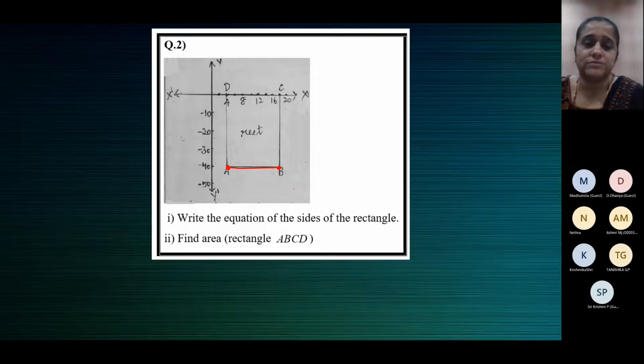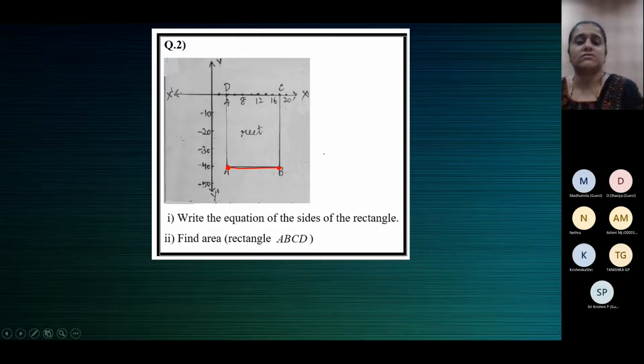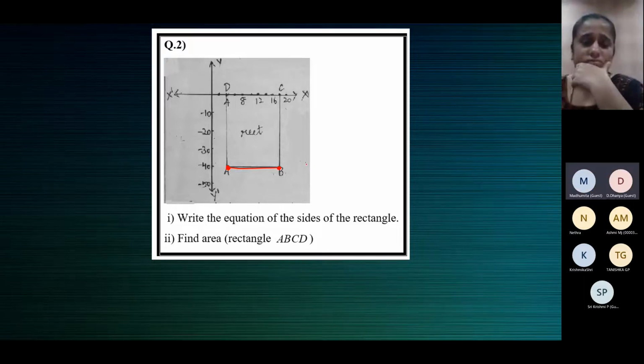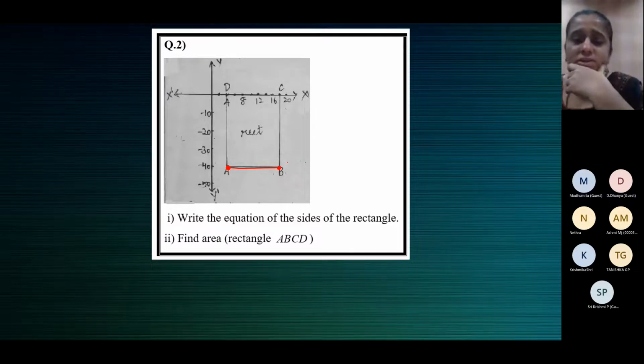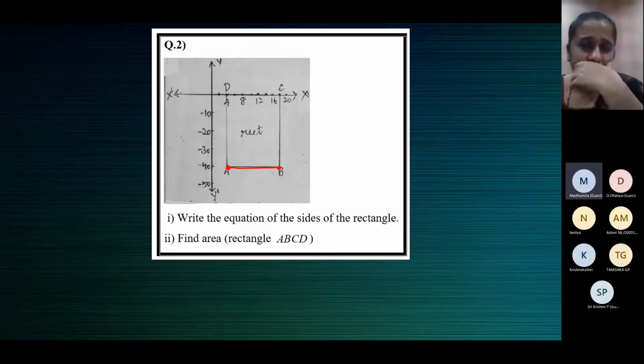Yeah, Madhumita, what's the answer? How much is AB? 3.5 units, ma'am. 3.5? So how did you calculate that? Let me hear from Madhumita first. Ma'am, 1 centimeter is 4 units. So 4 to 8, 1 unit, 8 to 12, second unit, 12 to 16, the third unit, and half unit.